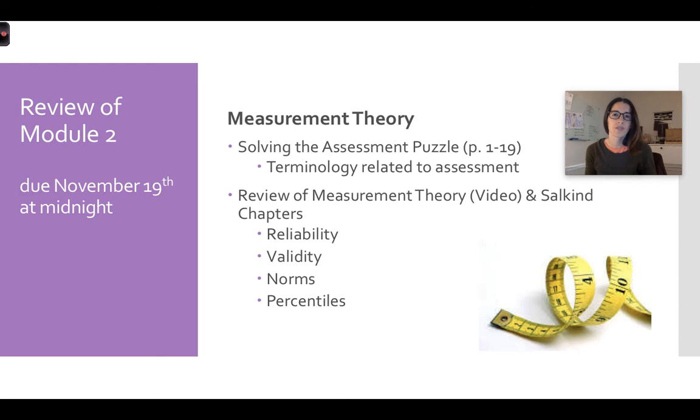So just a quick review of last week for Module 2, we looked at measurement theory. You had a few pages to review in your Solving the Assessment Puzzle textbook. Really, that was just a lot of terminology. You've also got a presentation there that summarizes it. I created a video for measurement theory that talked a little bit more about reliability, validity, norms, and percentiles, kind of just the skimmed version of what you need to know. And those resource chapters from Salkind are there if you need more of that.